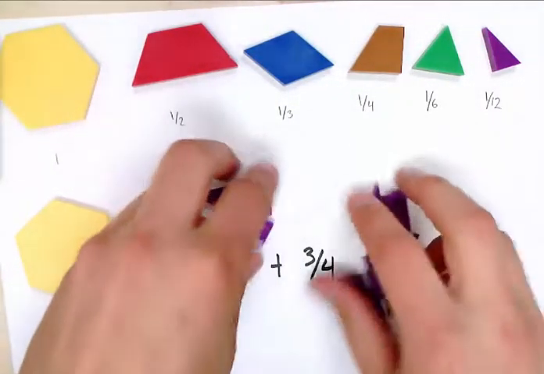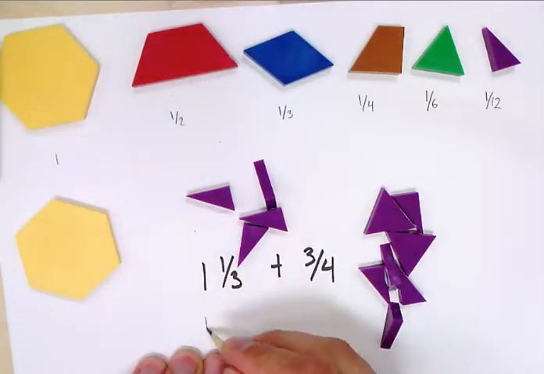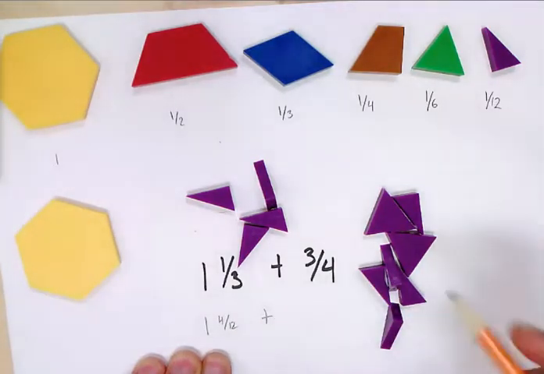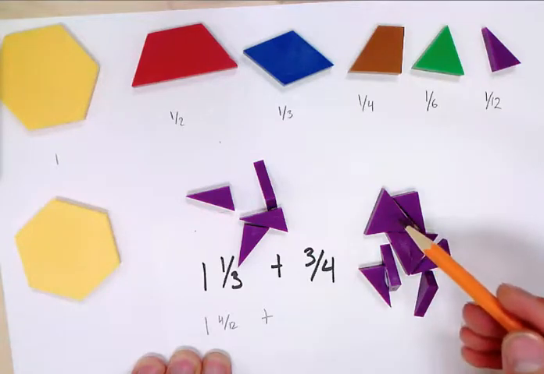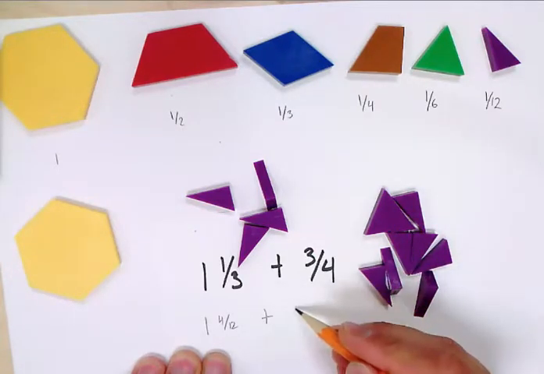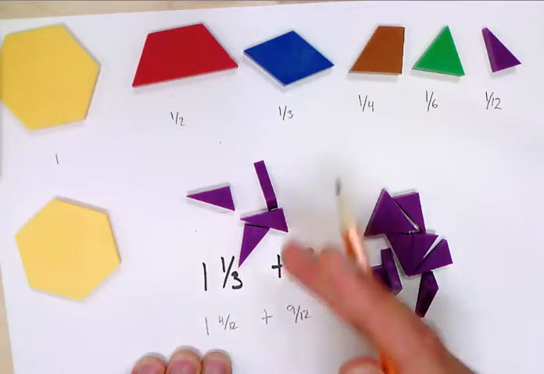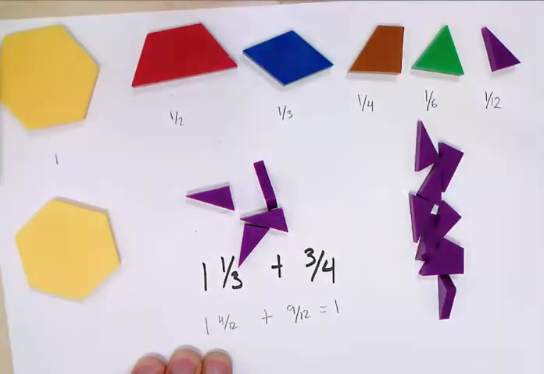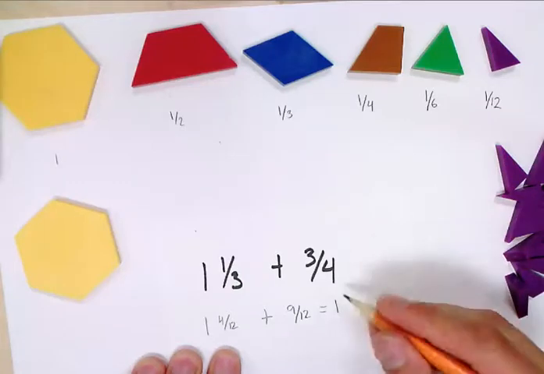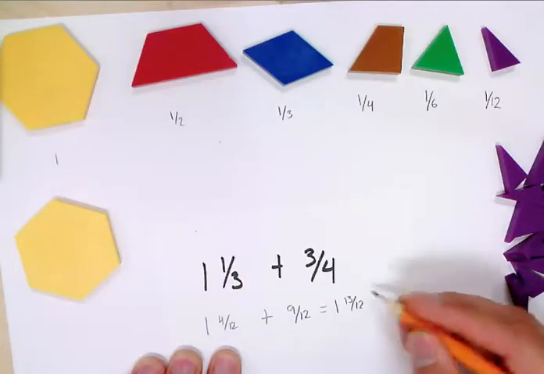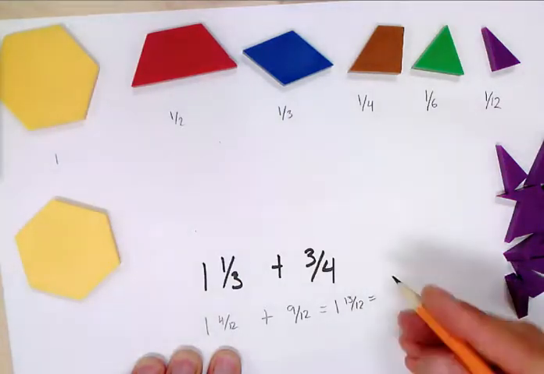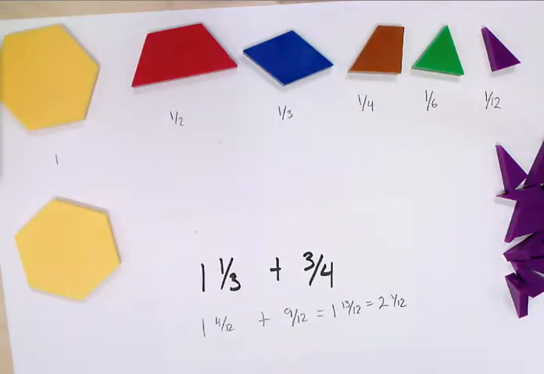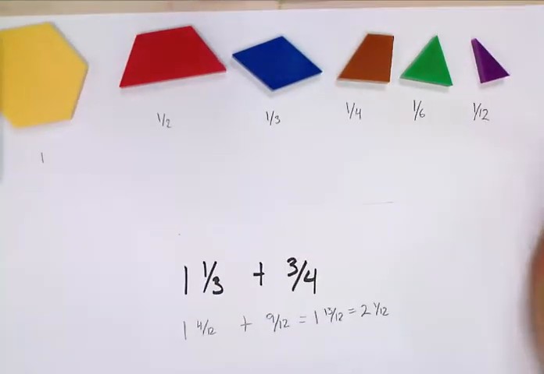So essentially, I have 1 and 4/12 plus, altogether, we have 1, 2, 3, 4, 5, 6, 7, 8, 9, 9/12, which is equal to 1 and, well, altogether now, we have 1 and 13/12, which is the same as, well, we have 13/12, 12 of these make a whole, 2 and 1/12. Okay?